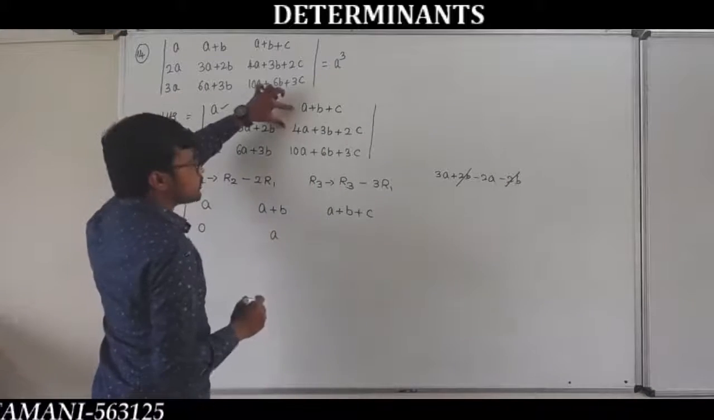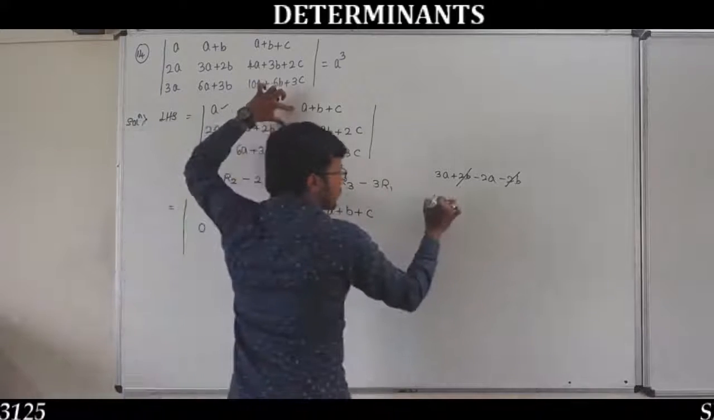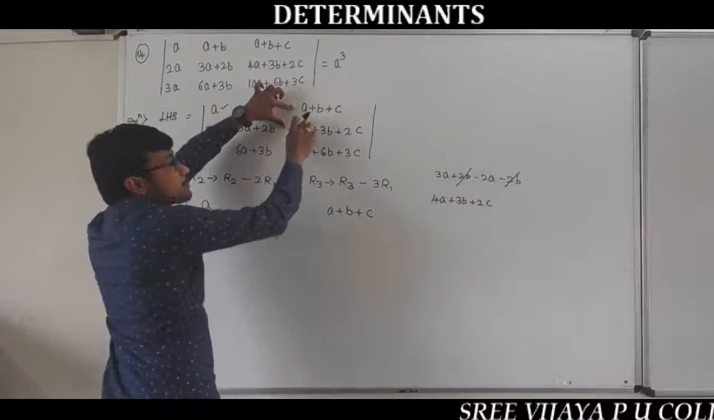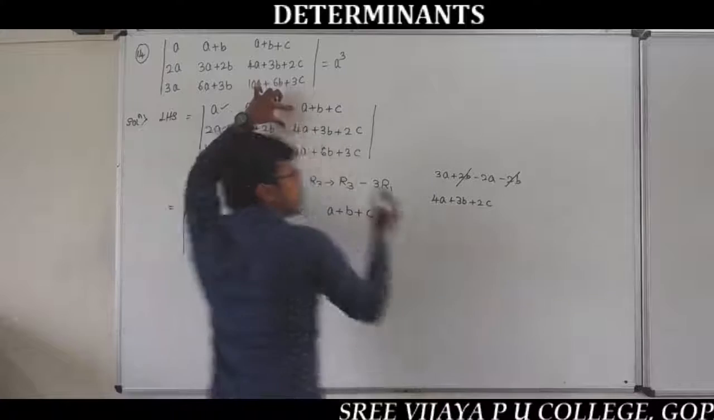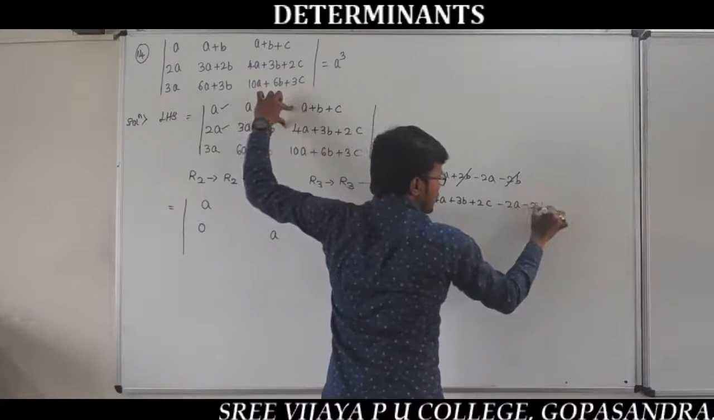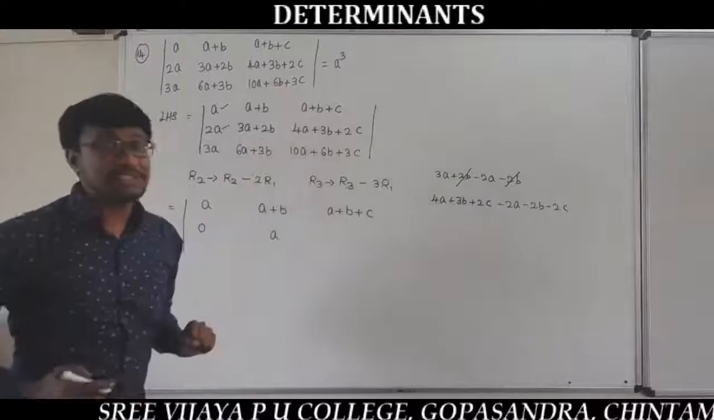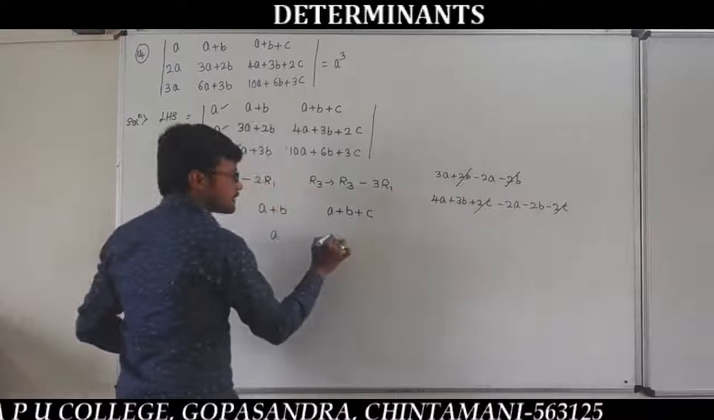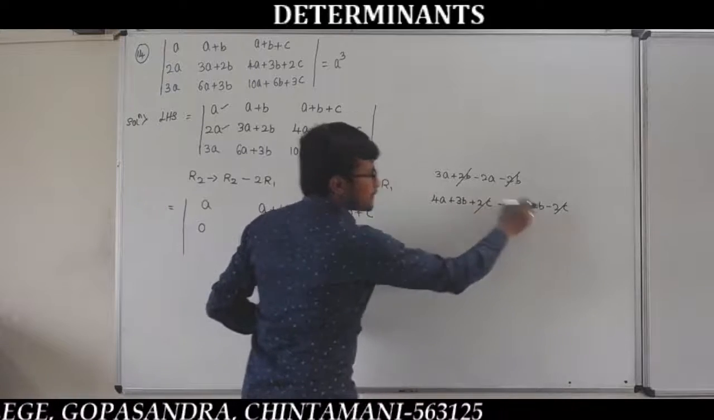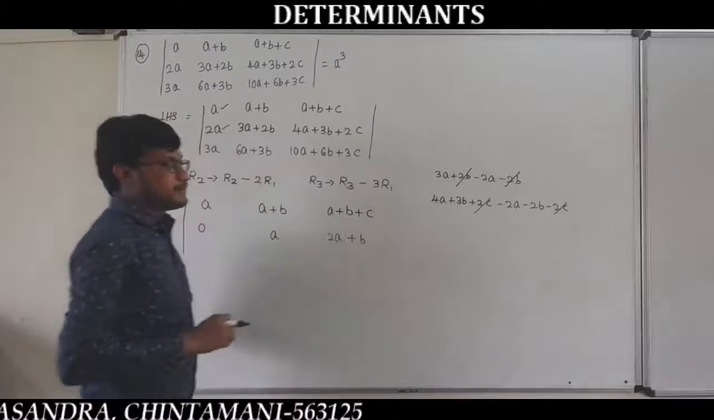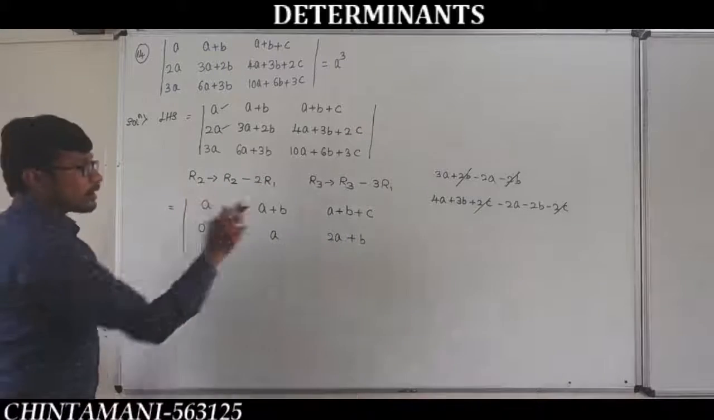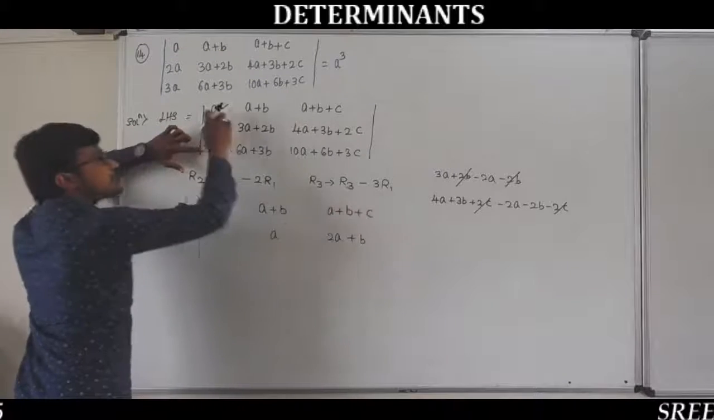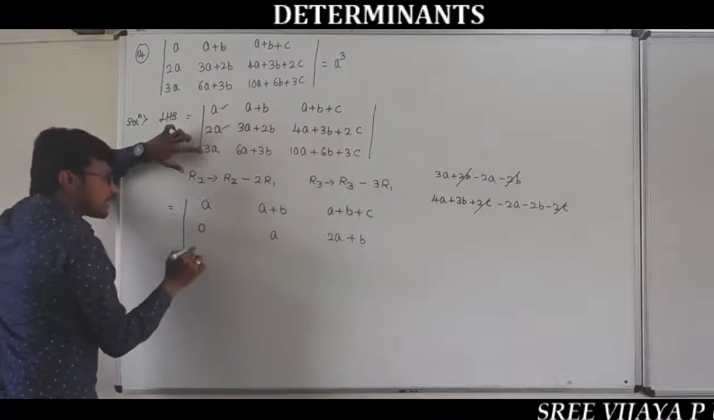Next, again for these two elements, R2 is 4a plus 3b plus 2c minus 2 times R1. For all these elements you multiply with minus 2: minus 2 into a is minus 2a, minus 2 into b is minus 2b, minus 2 into c is minus 2c. So plus 2c minus 2c gets cancelled. 4a minus 2a is 2a, and 3b minus 2b is just plus b. So that is R2. Now R3 changes to R3 minus 3 times R1. R3 here is 3a, minus 3 times R1 is minus 3a. So 3a minus 3a you get 0.